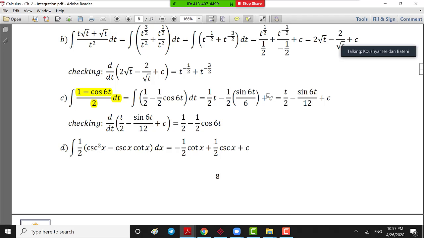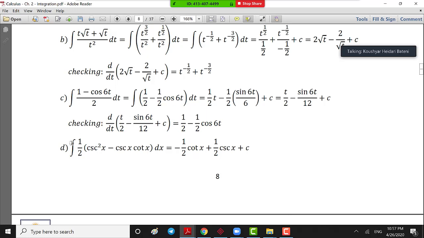After doing some simplification, this would be the result of our integration. Now, we check the result by calculating its derivative. The derivative of t over 2 minus sine of 6t over 12 plus c is equal to 1 over 2 minus 1 over 2 cosine of 6t, which is the same as the integrand that we had. So it shows that the integration is done correctly.